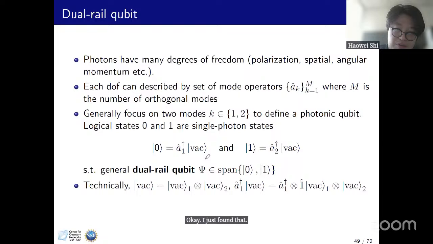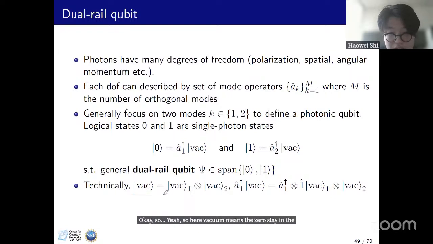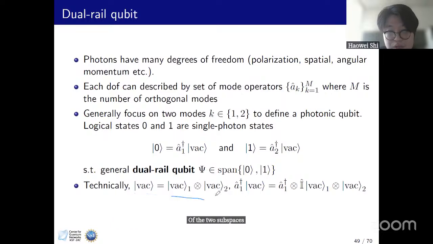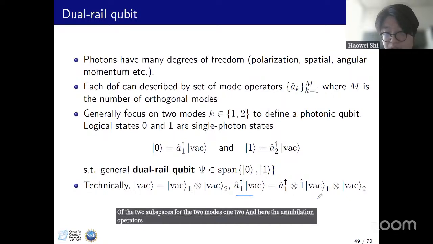Okay, so here vacuum means the zero state in the Fock basis. Mathematically, the vacuum state is actually a tensor product of the two subspaces for the two modes, 1 and 2. And here the annihilation operators are defined for the first mode and the second mode, respectively.